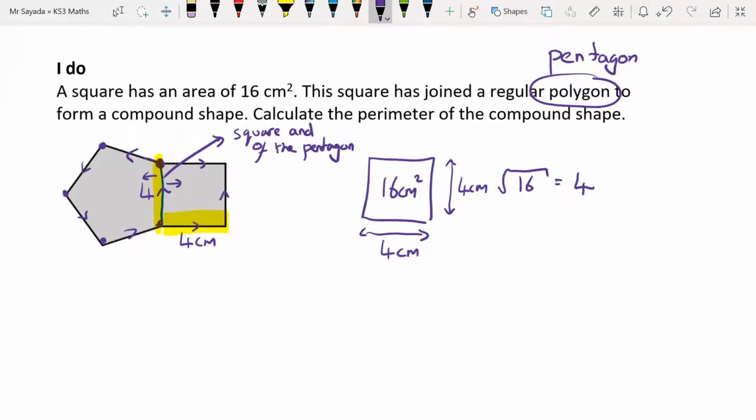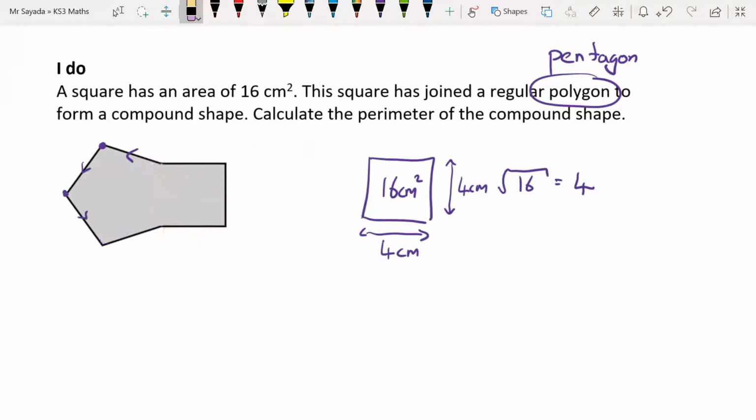So what I'm going to do is just rub out all my annotations. Now I know that every single side of this shape is 4. So from there to there, that's the side of the square, that's 4. From there to there, that's the side of the square, it's 4. From there to there, that's the side of the square, that's 4. This is also 4 because we've worked out that the side of each of the pentagon is also 4. And this is 4 as well, and this is 4 as well.